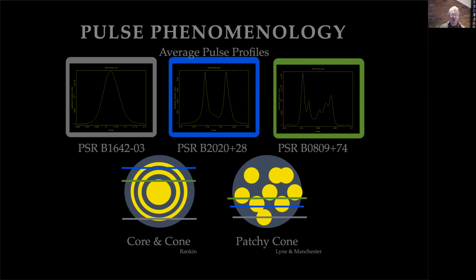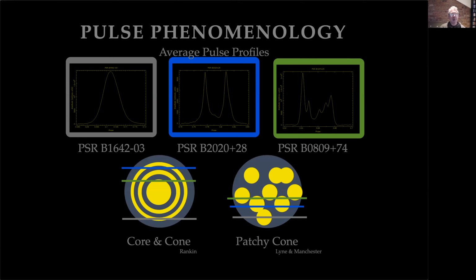And then you can have more complicated pulse profiles like this one, 0809+74. Oh, actually, sorry, I see that's wrong. That should be 1257+25. I apologize for that. And it has 5 components at least. And you can see in the core and cone model, you can model it as passing through this side of the cones, through the core region, and then through the other side of the cones. In the patchy cone case, we can see that it passes through the edges of 5 separate patches to give you this complicated pulse shape.